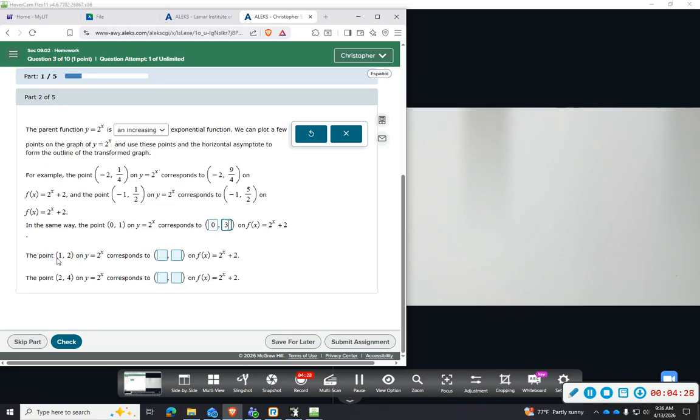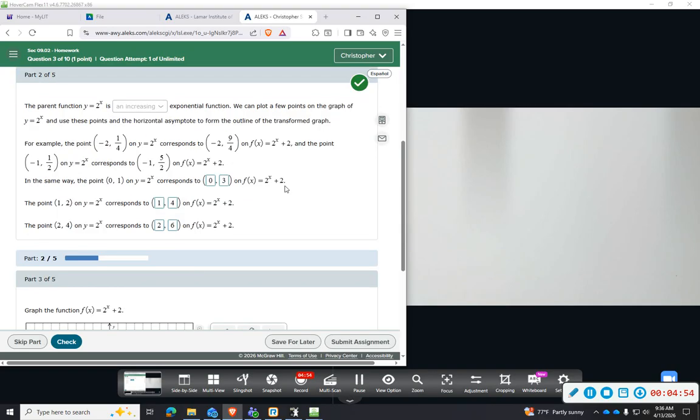And then it says the point 1, 2. So on this graph, we're going to add 2 to the y coordinate. So this will be 1, 4. And then 2, 4 on this graph will correspond to just adding 2 to this position. So it'll be 2, 6. Got a green check.